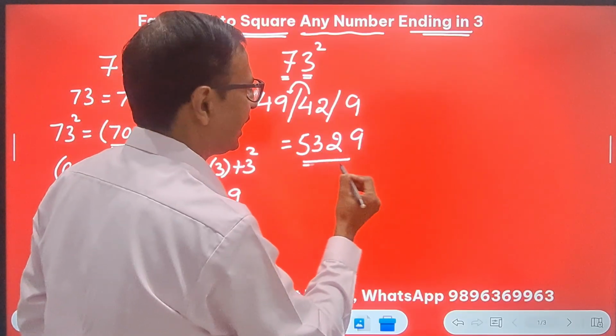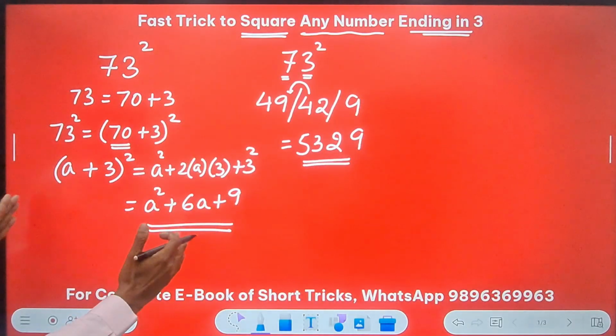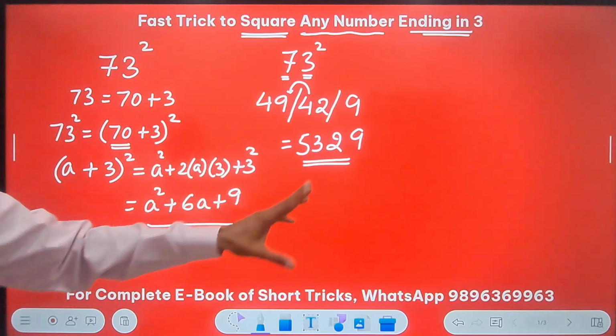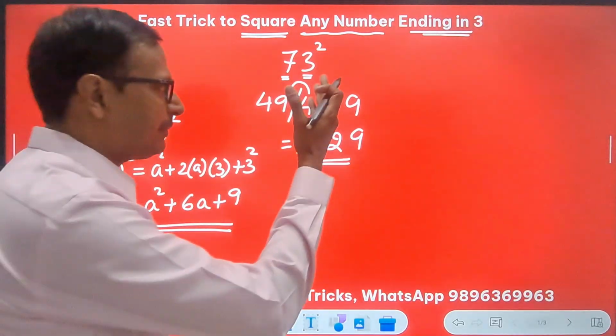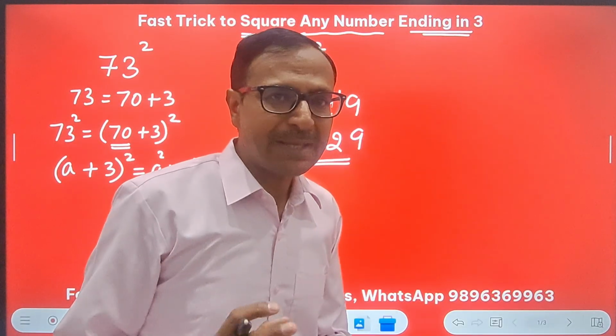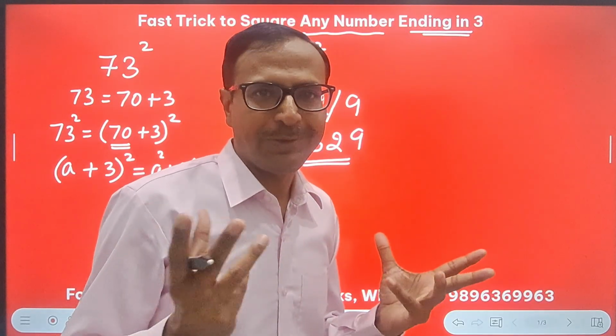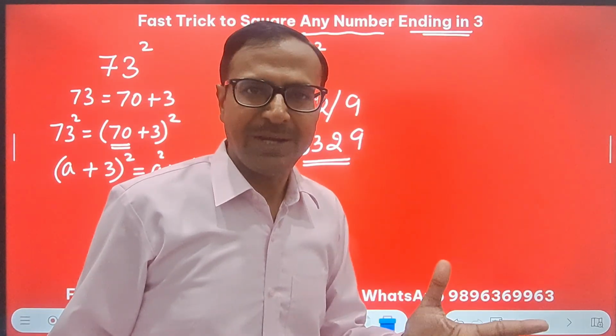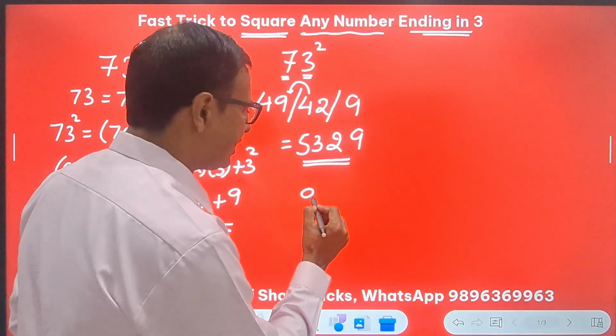And now pick up the calculators and check, does this short trick a square plus 6a plus 9 work? And is the answer 5329 correct? And you will be amazed by seeing how much time you will be saving in squaring two-digit numbers ending in 3. Let's take one more example like 93.